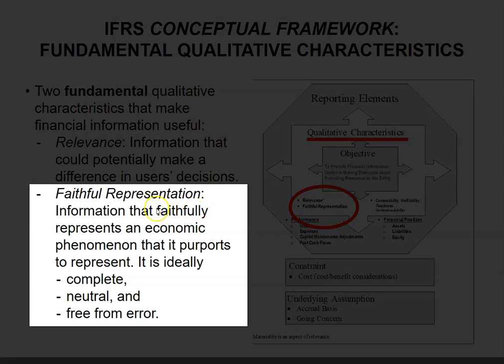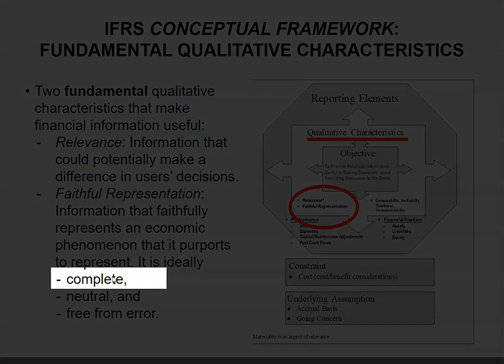Faithful representation is the second fundamental characteristic. It states that the financial reports produced are accurately reflecting the economic reality of the business. Therefore, it covers both financial position and financial performance, including the cash flows of the reporting entity. To be considered as faithful representation, the financial reports should have complete, neutral, and error-free information.